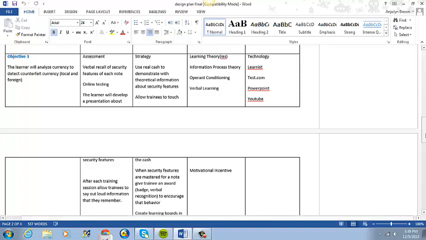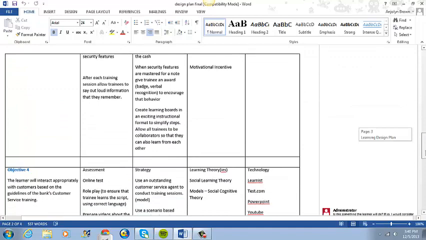The theories associated with this objective are information processing theory, challenging the learner's ability to recall, operant conditioning, verbal learning, and motivational incentive. Assessment for objective number three: verbal recall of the security features of each note, online testing, and the learner will have to do a presentation about security features of certain notes that the instructor has assigned to that trainee. And after each training session, trainees will have to recall the information that they have learned for that session.